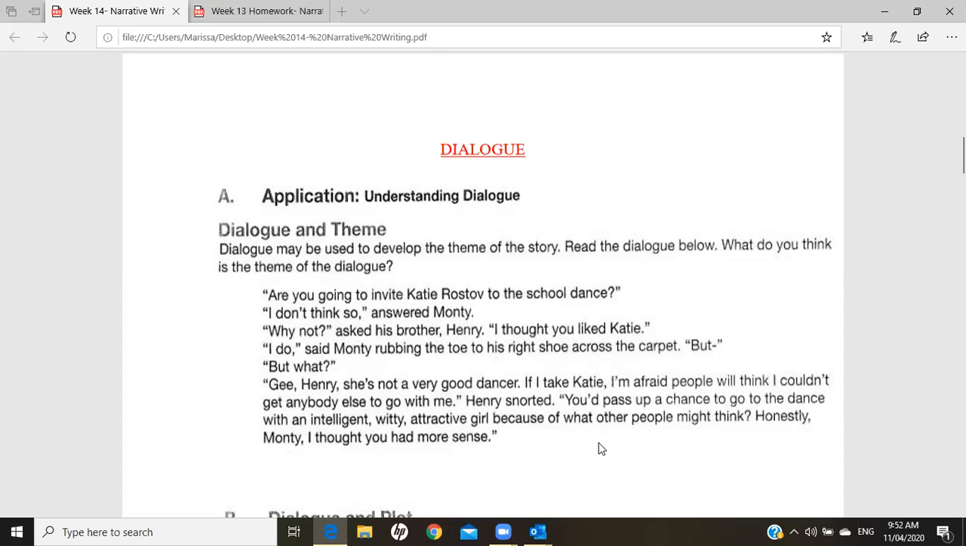Anything else y'all see? Do y'all see a little bit of sibling rivalry taking place here? Because Monty and Henry are brothers, right? And Henry's getting really upset because it seems Henry knows how much his brother likes this girl, and his brother is just falling into the trap of peer pressure and not pursuing anything because of what other people might think.